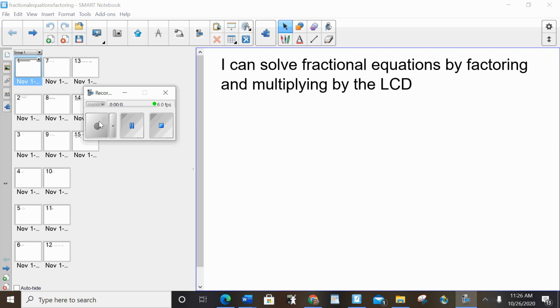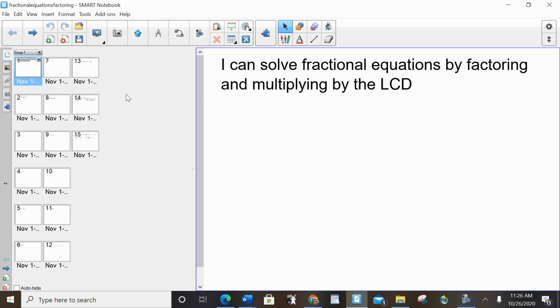Hello, today I can solve fractional equations by factoring and multiplying by the LCD. So there's just one additional step for this lesson as compared to the last lesson. We're still going to multiply by the LCD. We're still going to find the LCD by listing all of our factors, but now we're going to have to factor first. So I'm just going to go over two problems.